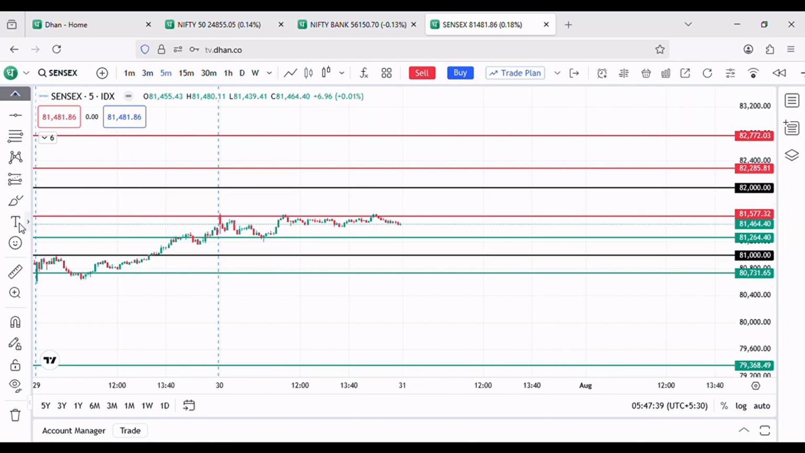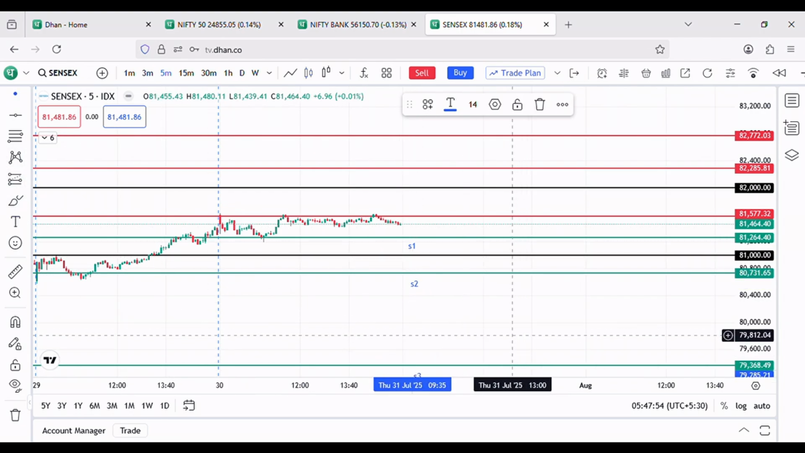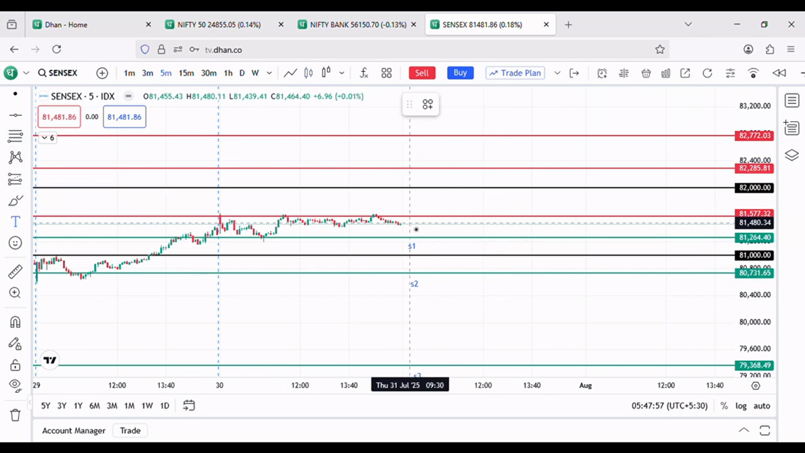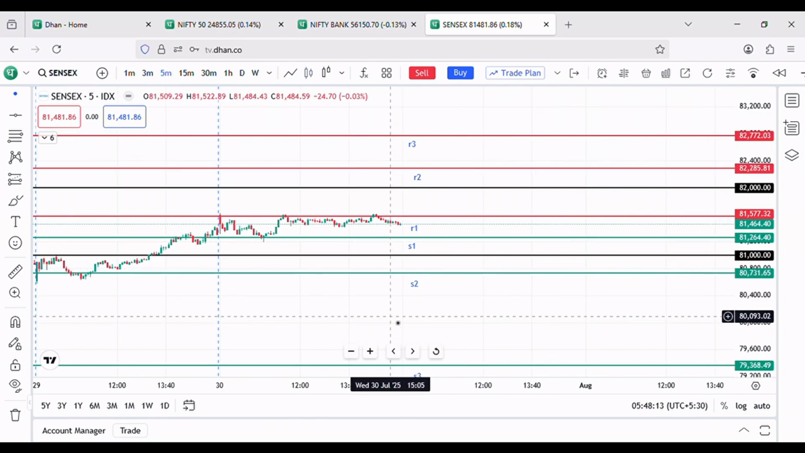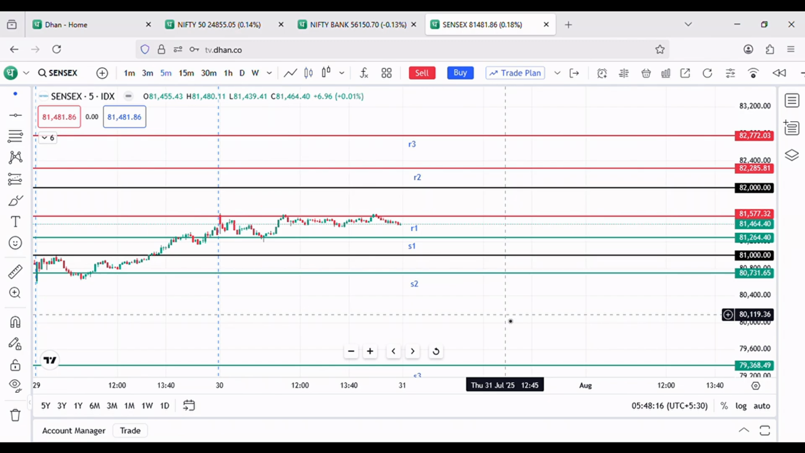So these are the important levels. This one is S1, it is S2, this is S3, R1, R2, R3. For resistance levels, you can see the number here and you can mark. You can pause and mark the important support and resistance levels.